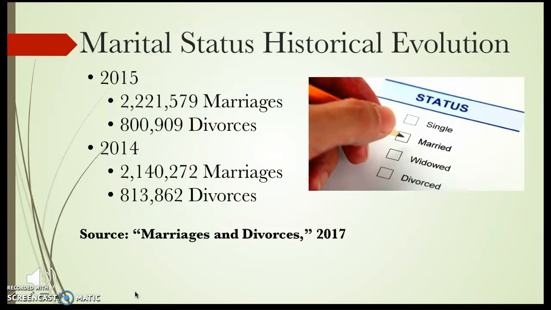Marital status historical evolution. In 2015, there were 2,221,579 marriages and 800,909 divorces. And in 2014, there were 2,140,272 marriages and 813,862 divorces. From the years 2000 to 2015, marriage rates averaged at about 2 million and divorce rates averaged about 800,000, while the 2016 and 2017 rates have not yet been recorded.